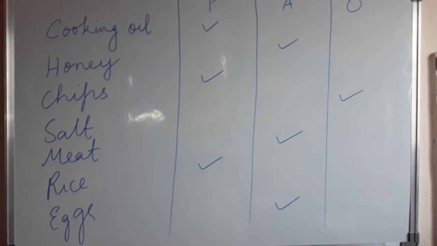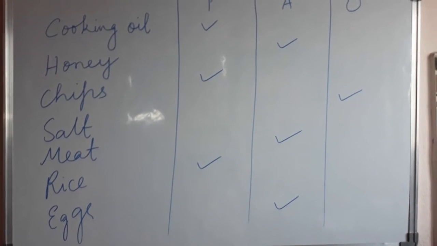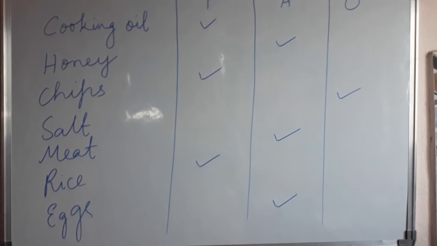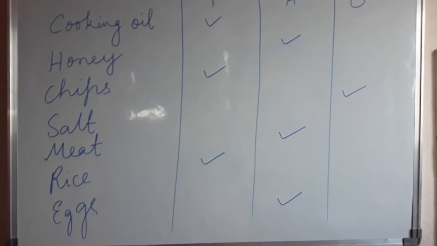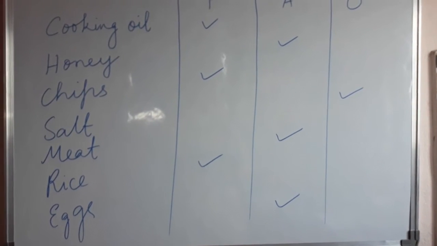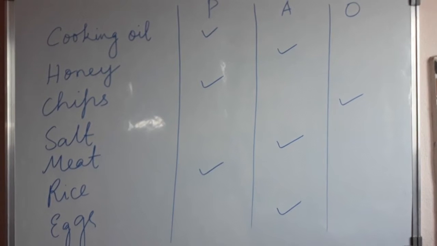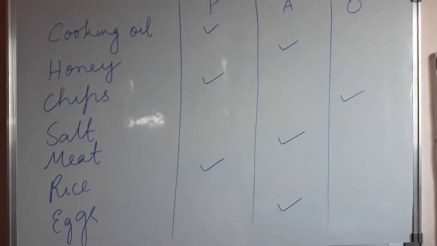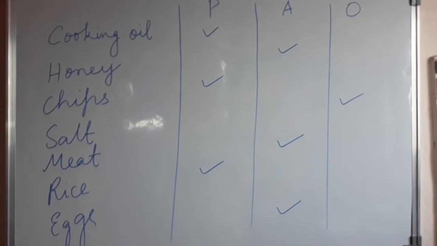Okay, now see the meat. Meat will definitely come from the animals. And the rice we get from the plants, paddy plants, and also eggs. Who will give the eggs? The hens will lay the eggs. So it is taken as an animal product.